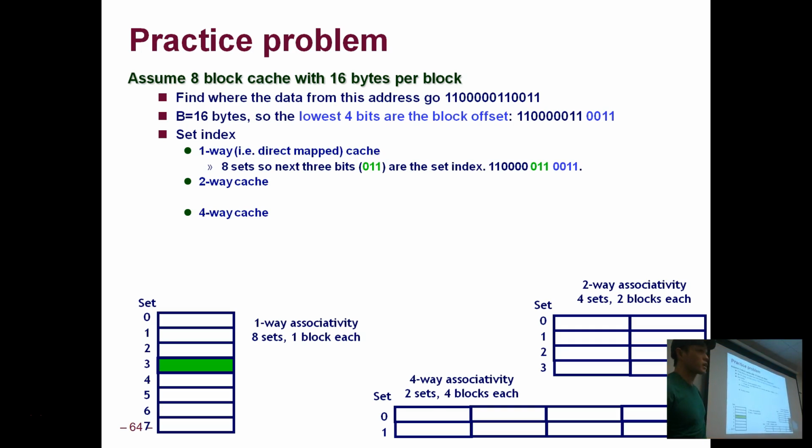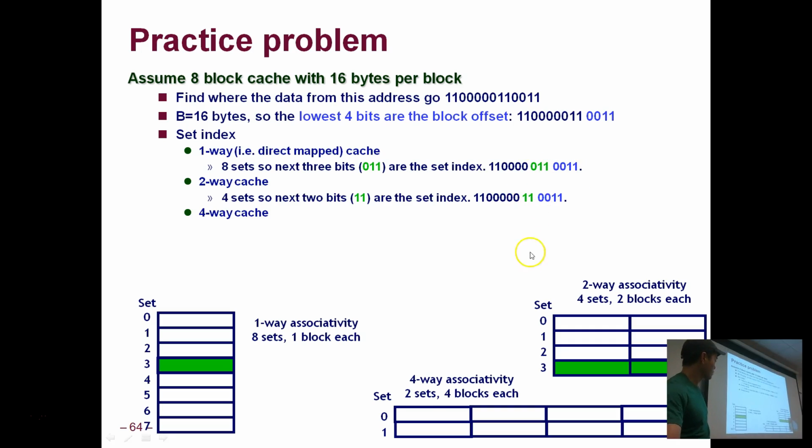So for the two-way cache, it's also set 3, because if you take away this bit, it's still 3. You take the 2 bits, and that specifies set number 3. There's only 4 sets, so you only take 2 bits out of it. And then the rest is the tag.